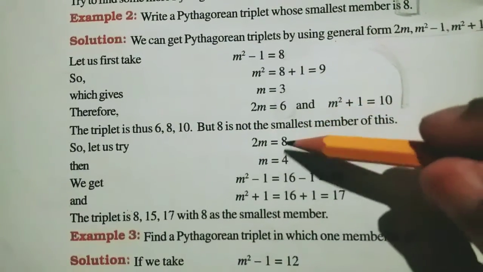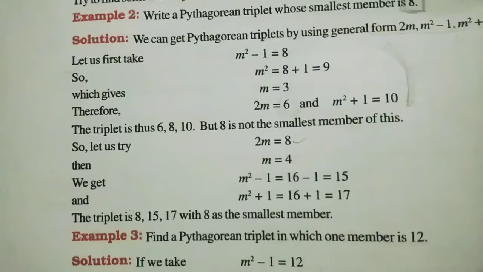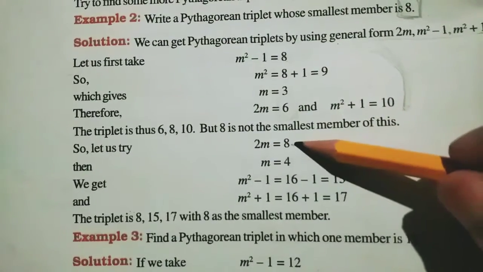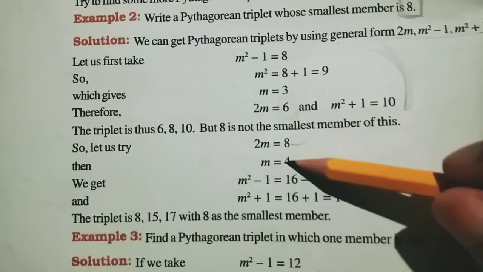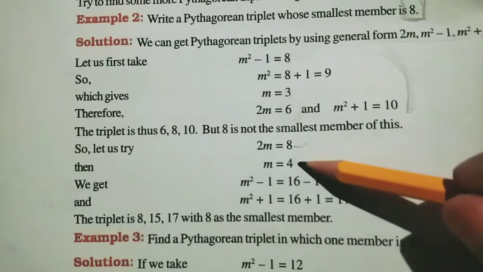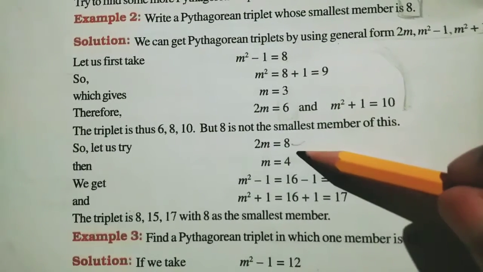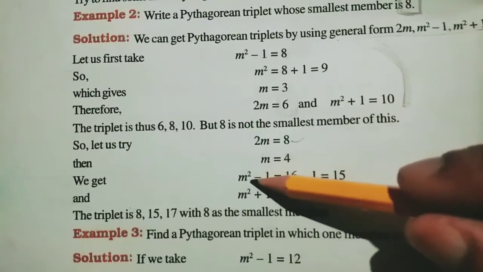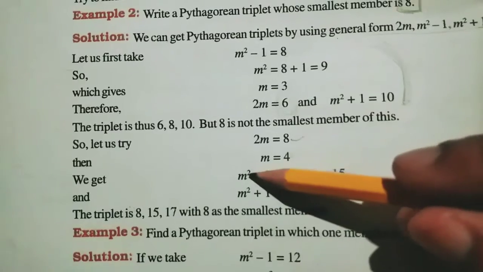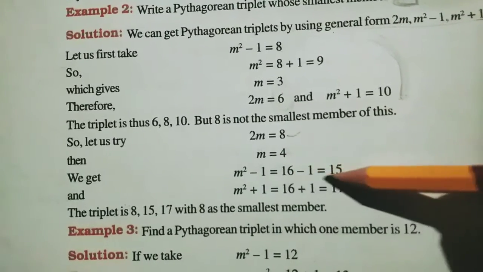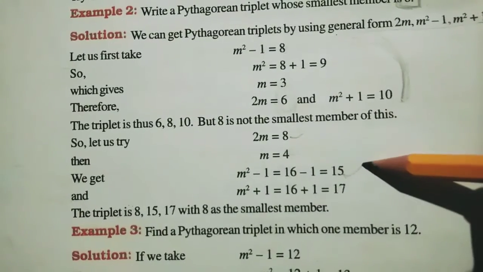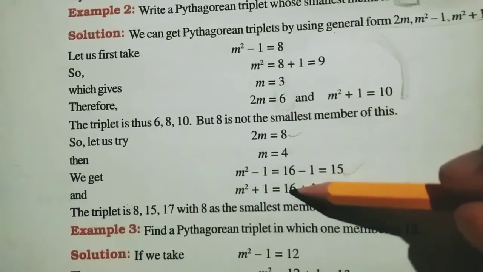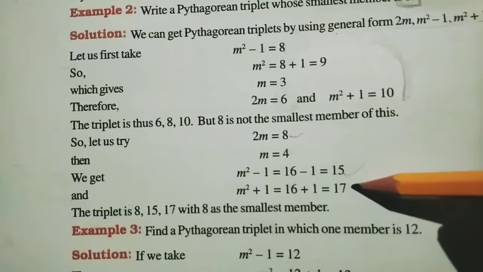So how will you try? Students, always start with 2m equal to the given number. So 2m equal to 8, the given smallest number, gives m equal to 4, since 8 by 2 is 4. Now we'll put this value of m in m square minus 1. 4 square is 16, minus 1 is 15. So we got the second number. Then m square plus 1 is 16 plus 1, which is 17. So we got another number.